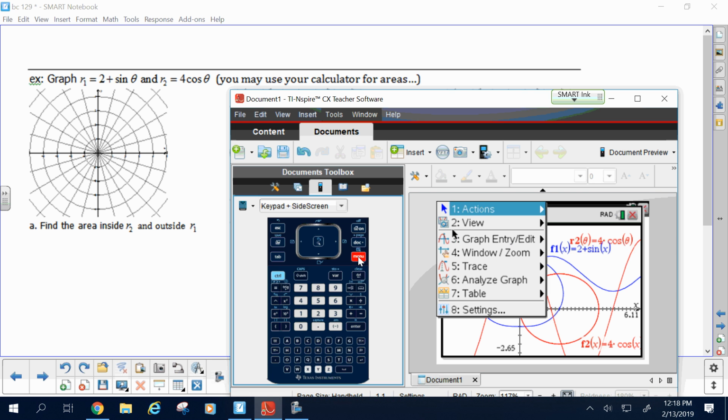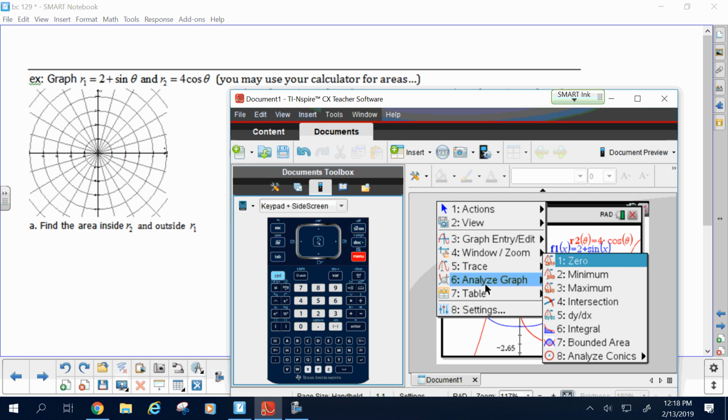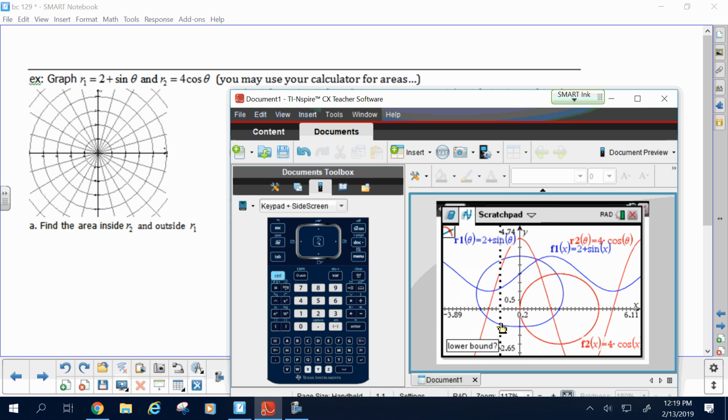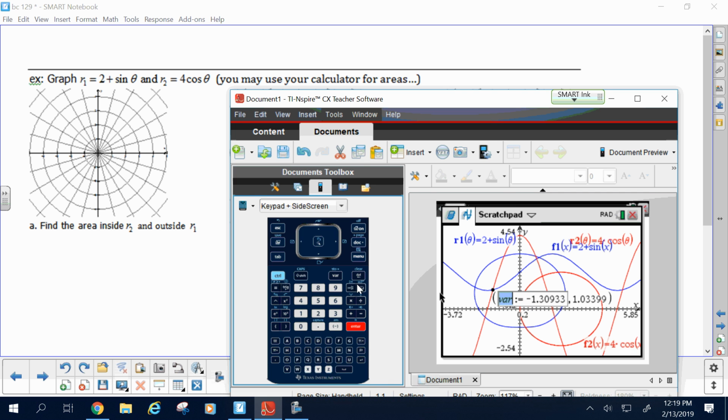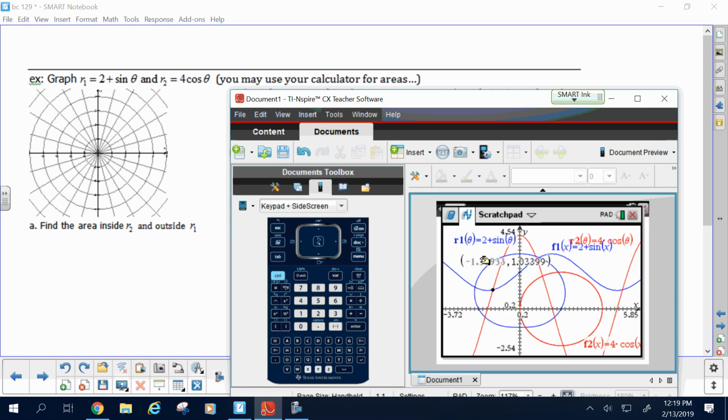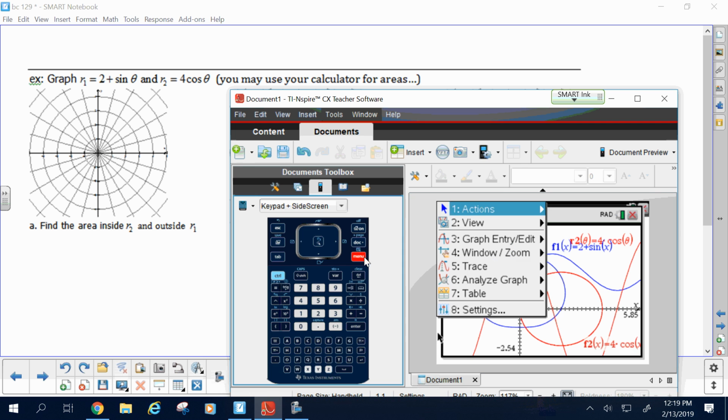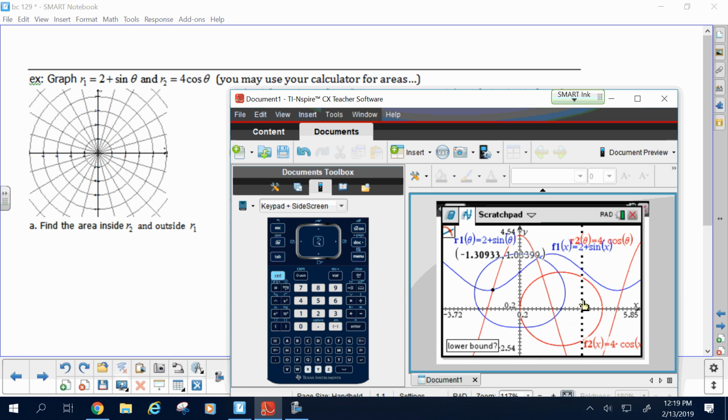The x value. Did you get negative 1.309? Yes. Okay. I'm going to call it A. Find the other intersection point that's just right of the y-axis. Did you get 0.819?